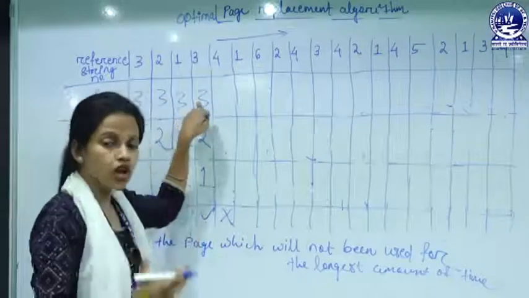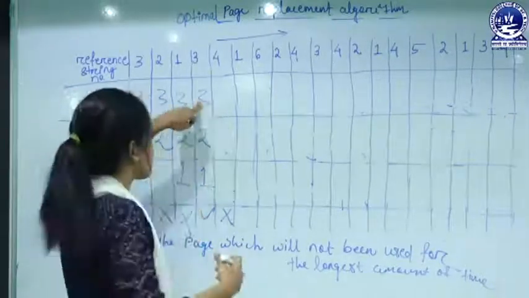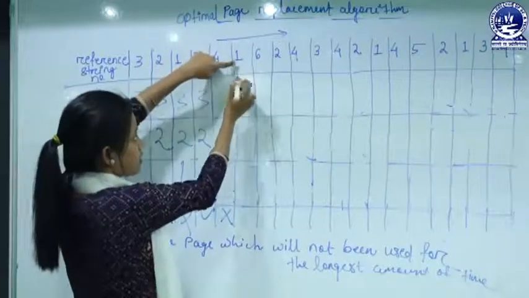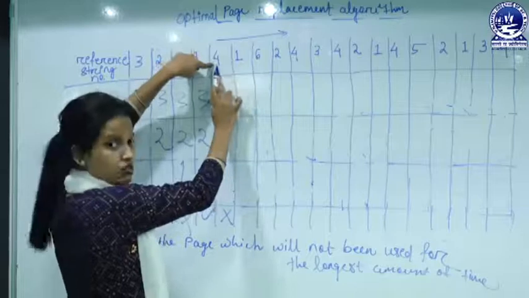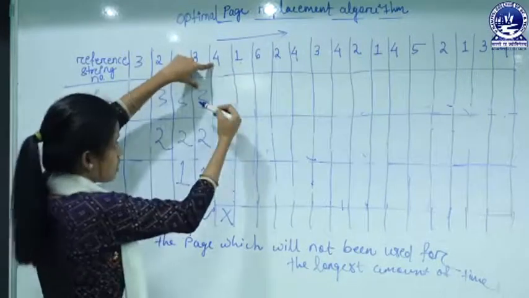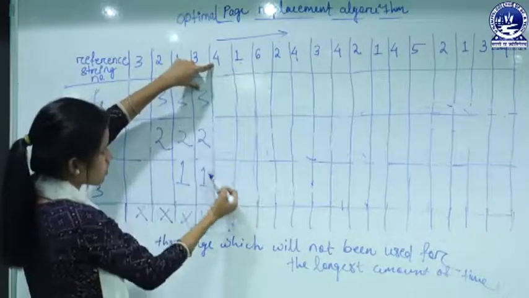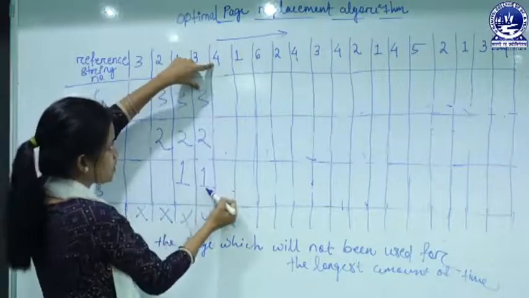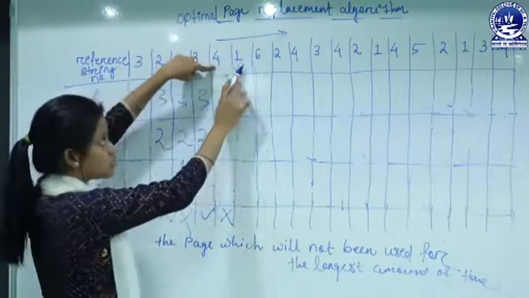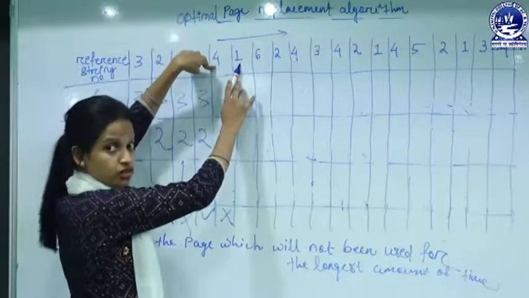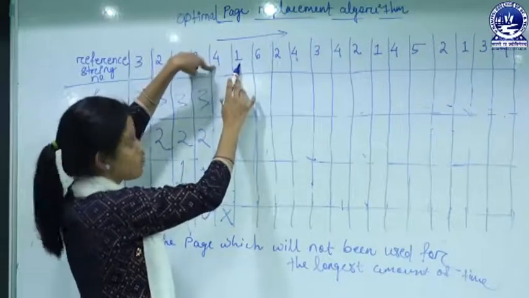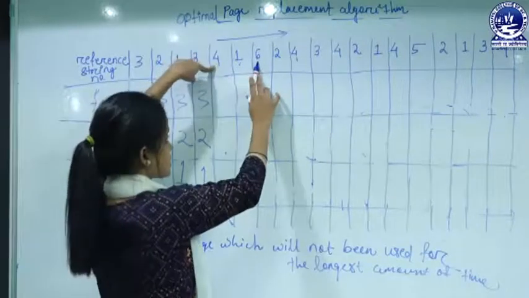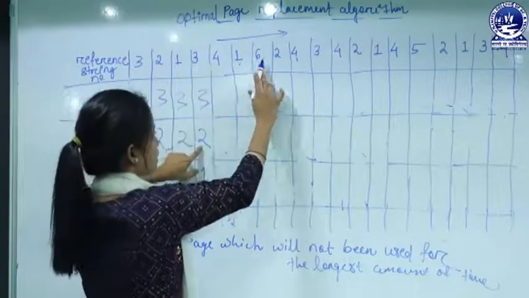which will not be used for the longest amount of time? 1 is going to be used soon after 4. So 4 has to be replaced. Among these 3, 2, 1, 1 is to be used in the near future. Okay, 1 is going to be used soon. Next 6. Okay, next 2.